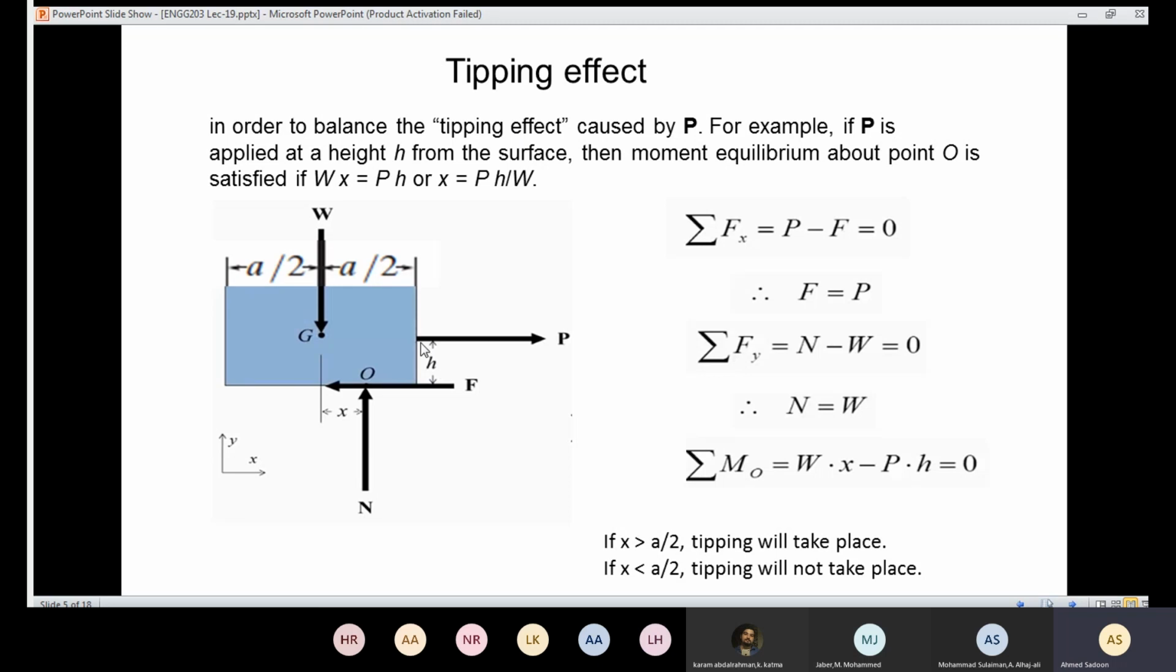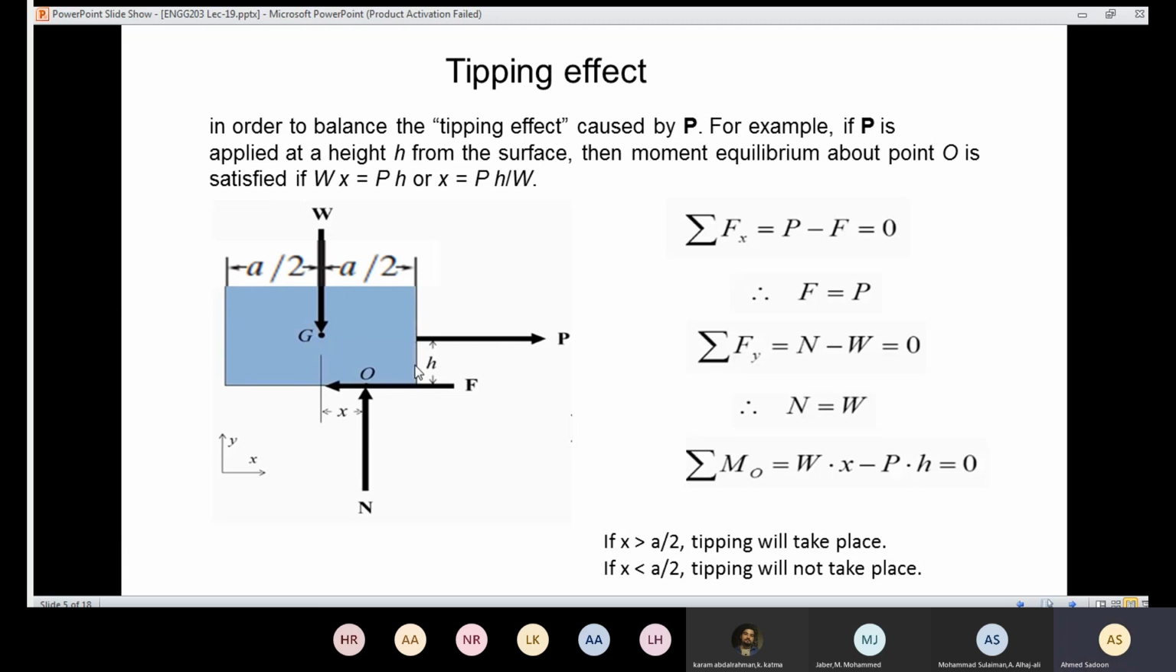And the tipping effect depends on the value of h here. If you increase the value of h, that means the possibility of tipping is going to increase as well. So for the tipping to take place, that means that the force is going to cause a moment more than the moment that can be caused by the normal force. So we need to apply equations of equilibrium in order to understand this.